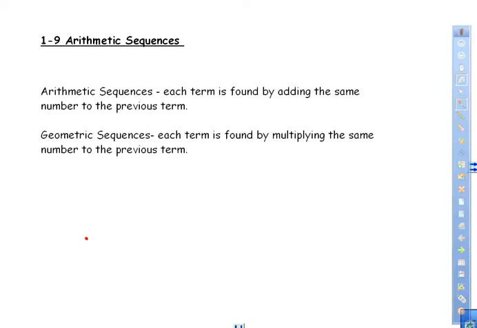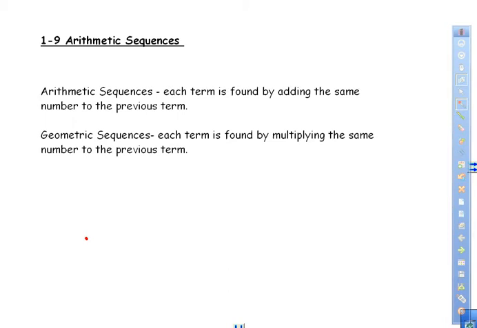Well, good afternoon. It's section 1-9, Arithmetic Sequences. Why don't you go ahead and hit pause, and I'll give you a chance to copy down these two definitions. So go ahead and do that.